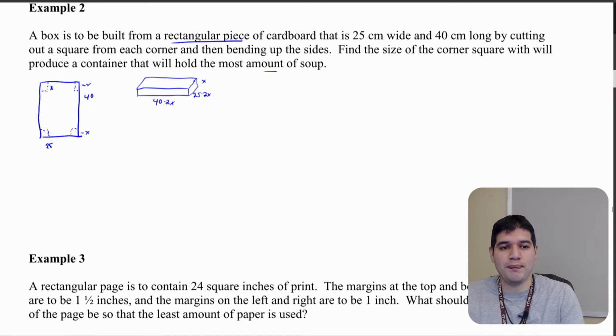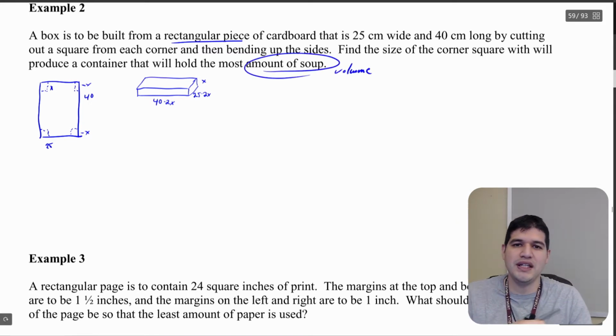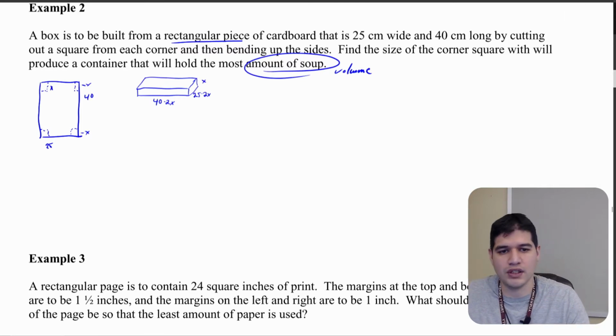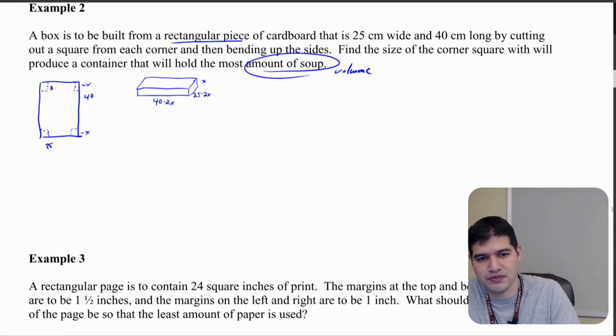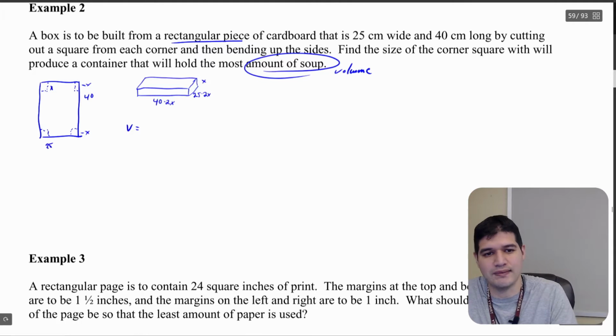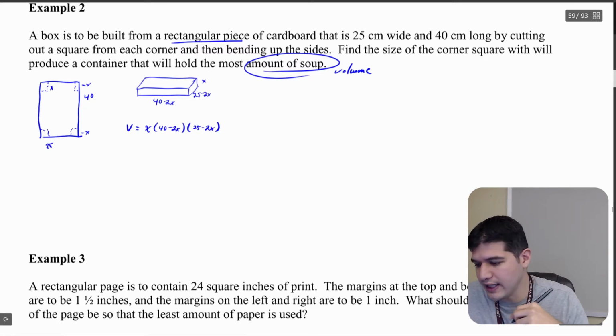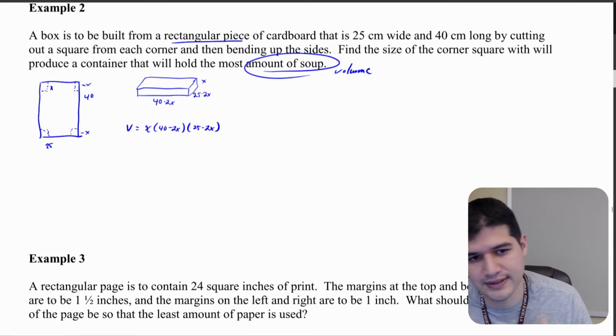So what do I want to maximize? Well, I want to maximize volume, right? How do we know how much soup is going to be in there? Well, we measure that using volume. So let me write out my equation for volume. Volume is going to be length times width times height. So that's going to be X times (40 minus 2X) times (25 minus 2X), and we want to maximize this.